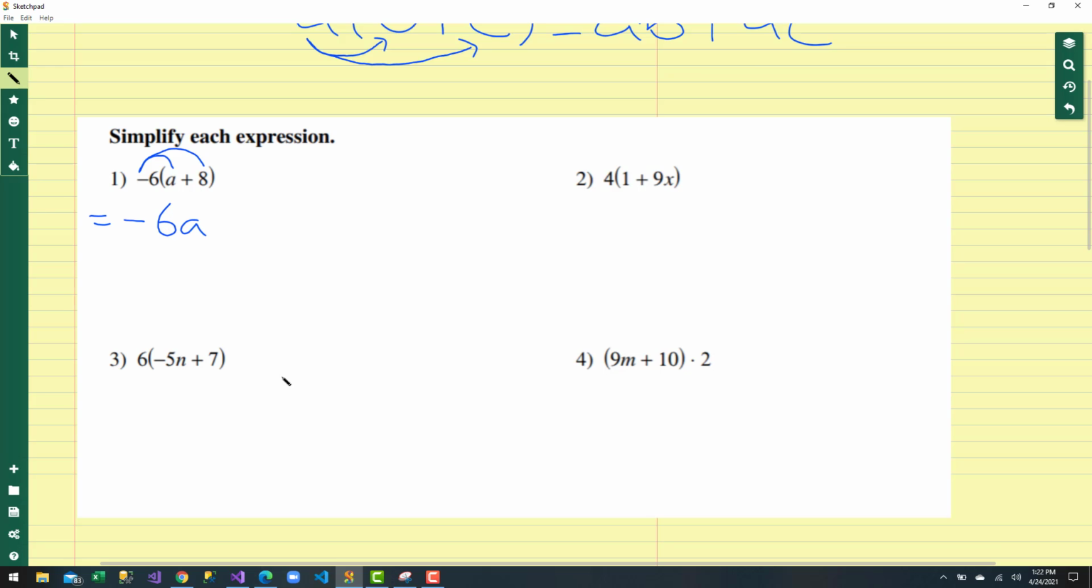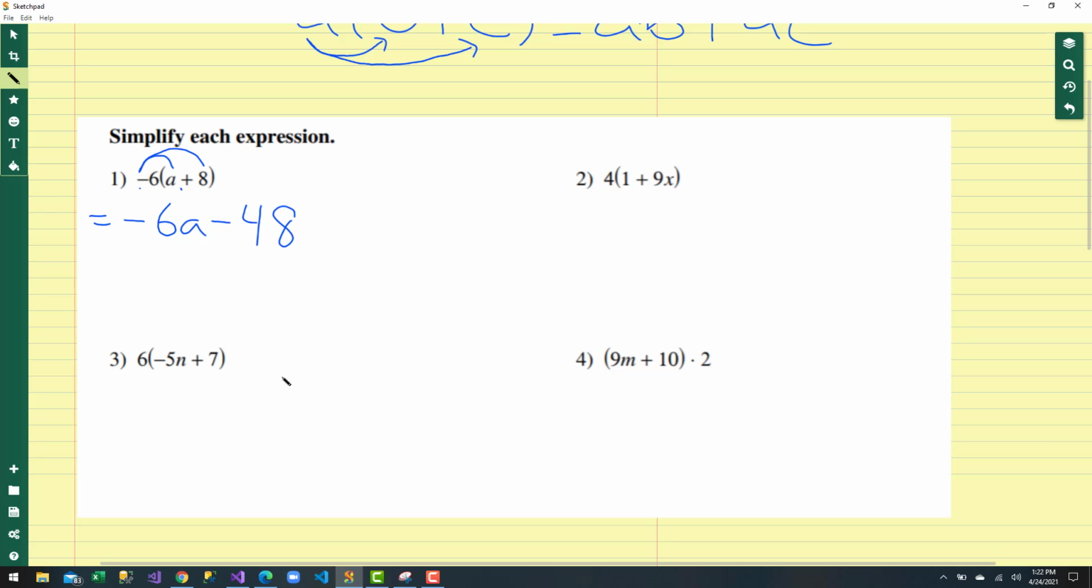Next we move on to negative 6 and positive 8. Remember, we're multiplying them together. So negative and positive, right? Negative and positive become a negative when you multiply them. And 6 times 8 is 48. That's it. So the answer is negative 6A minus 48.